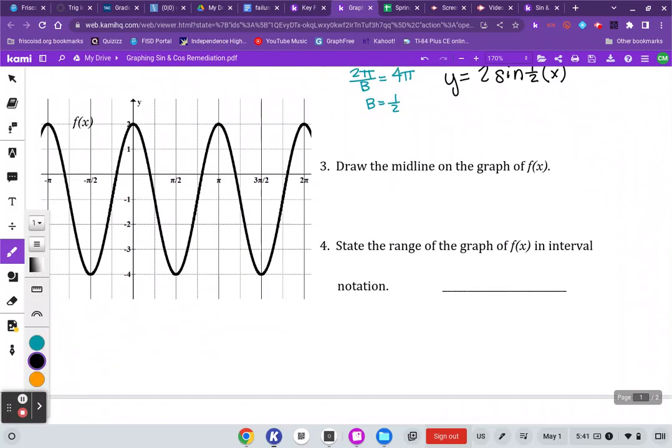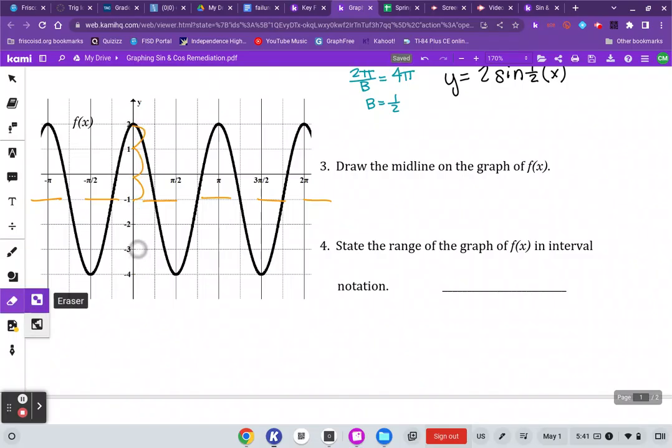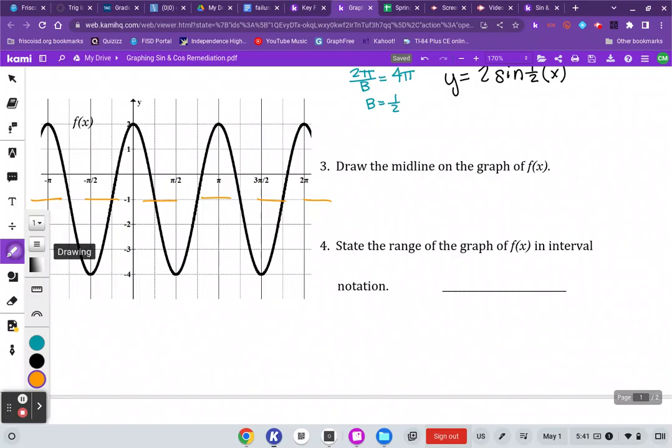Okay, let's draw the midline on this. The midline is right smack in half. You might be able to just eyeball it and see what looks like about half. I'm thinking at first glance that might be it. So let's check. We've got 1, 2, 3 units below, 1, 2, 3 units above. So I believe that's it.